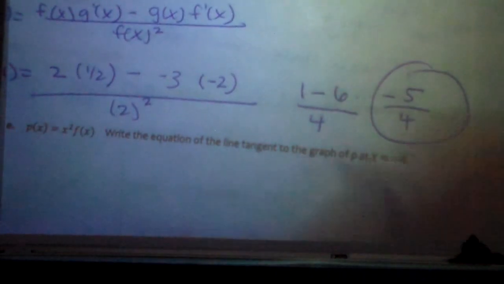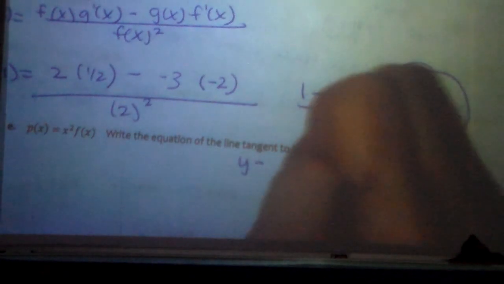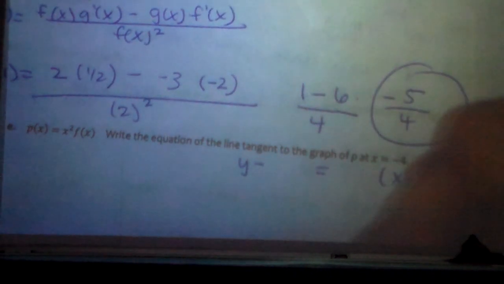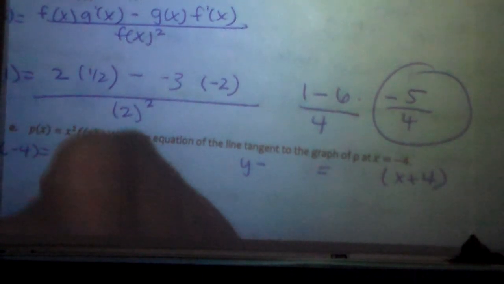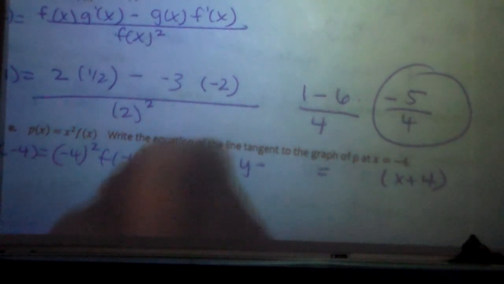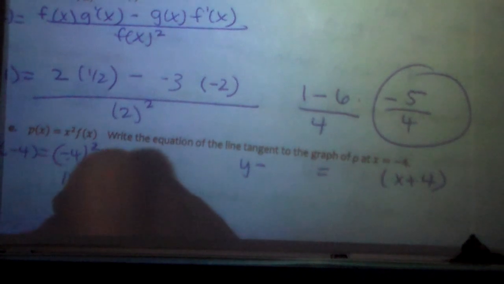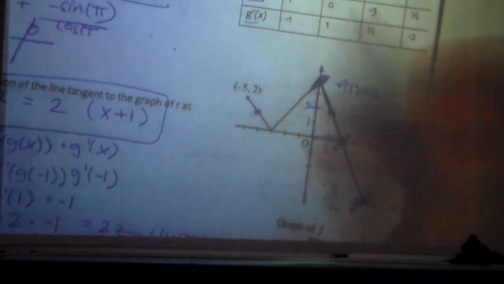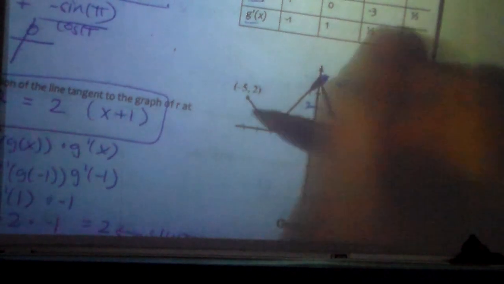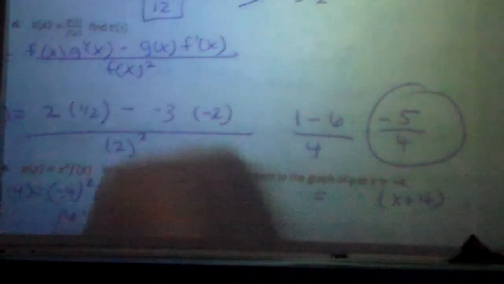I want the equation of the tangent line, so I want y minus something equals something times x plus 4. Let's find the y value first. This is just p of negative 4, which is negative 4 squared times f of negative 4. Negative 4 squared becomes 16. F of negative 4, this is, yep, exactly 1, so f of negative 4 equals 1.